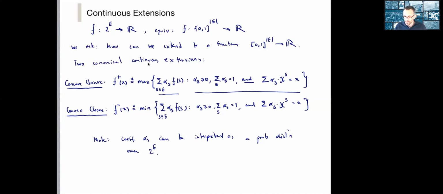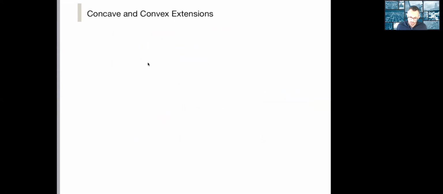Okay, so now let's show that they're true to their name, in other words, that f plus and f minus are indeed concave and convex, respectively. So let's show this for f plus, and in fact, the result for the convex closure is going to be essentially identical. So the lemma is that f plus is concave. And again, this is really straightforward, but let's just check the details.